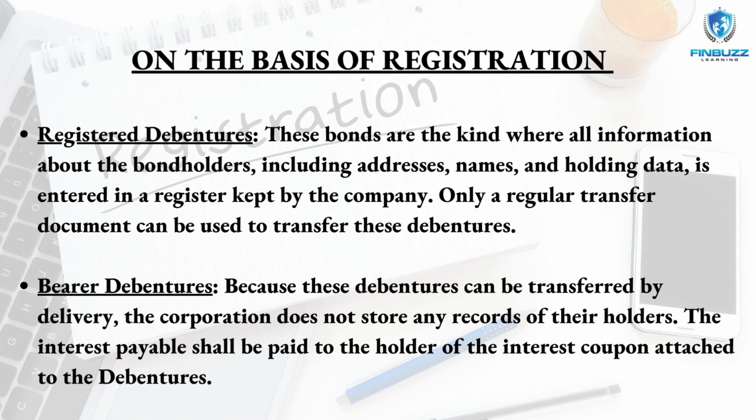The second one is bearer debenture. So, the company does not keep any record of the holders of these debentures, which can be transferred by delivery. A person who provides the interest coupon that is included with the debentures will receive the interest due.